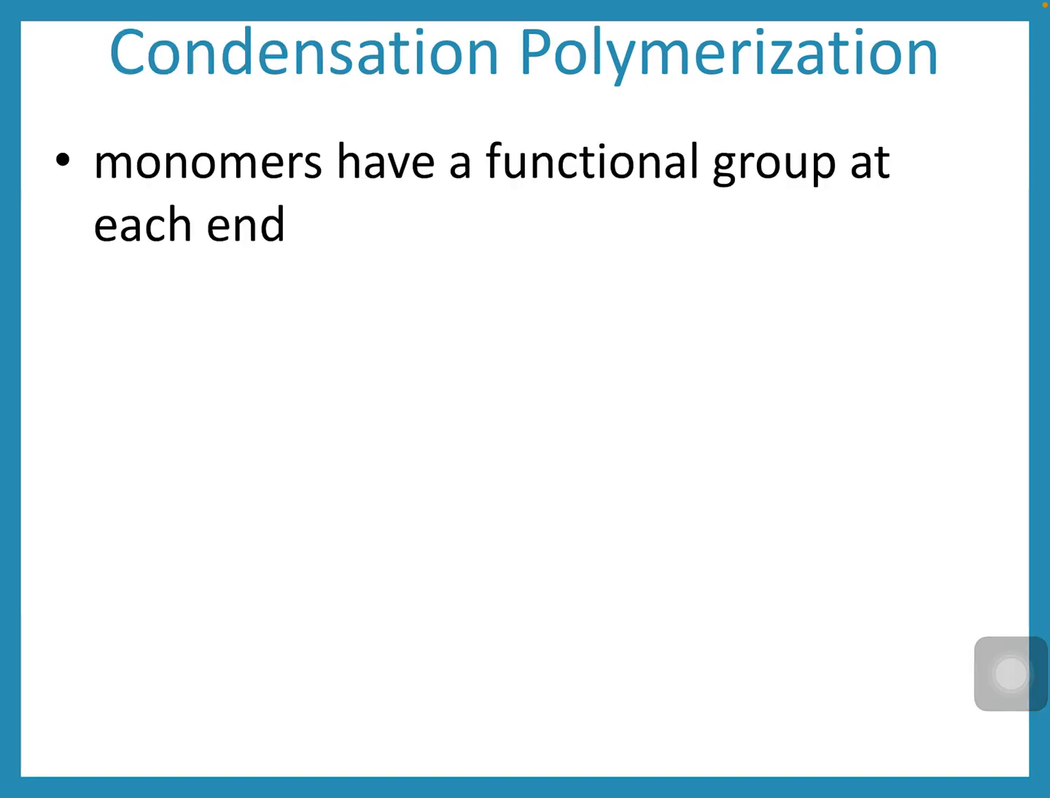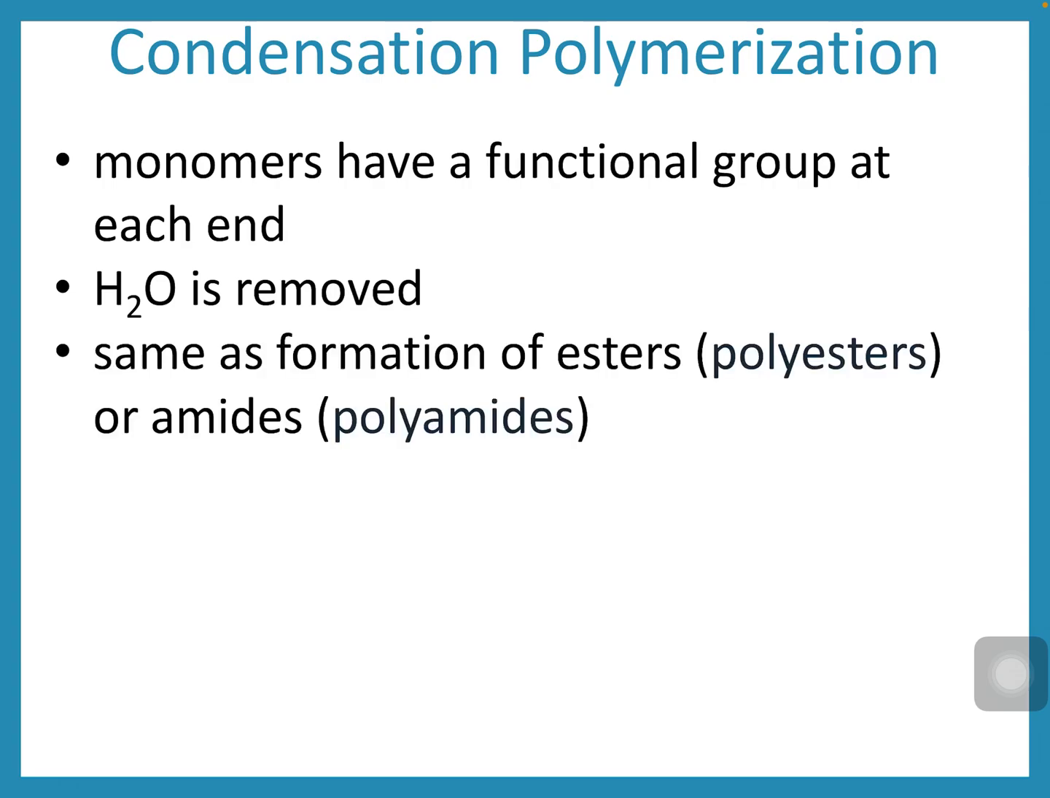So here monomers have a functional group at each end when we have a condensation polymerization, so that hydroxyl and a hydrogen can combine to make water, and water is going to be removed. So it's the same as formation of esters, except it's going to happen multiple times, and so these are polyesters.